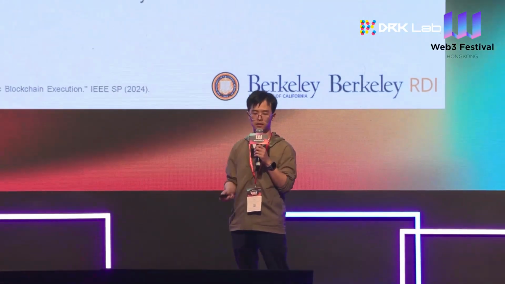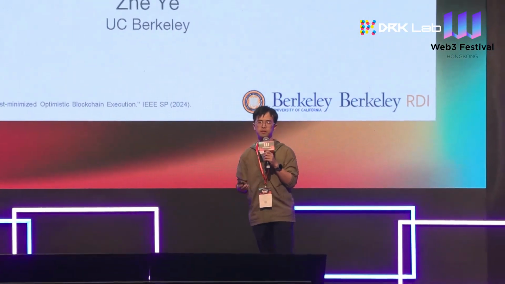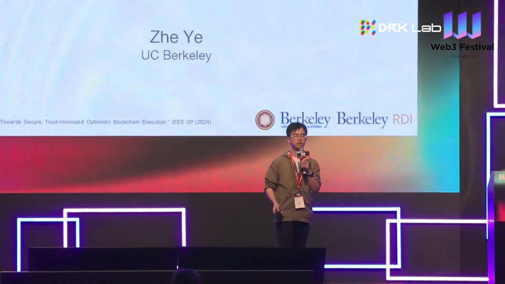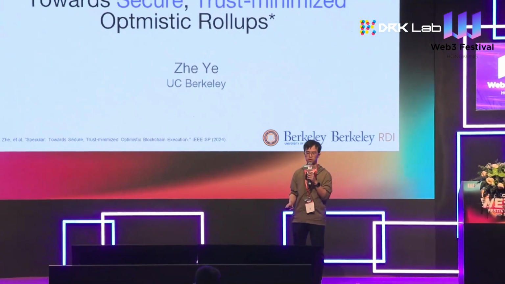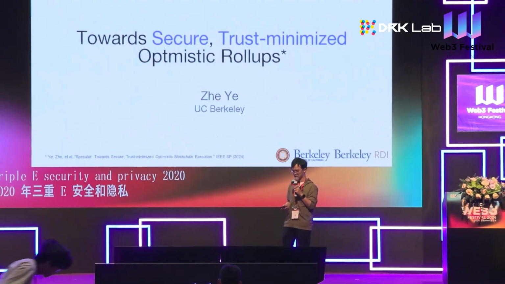Unfortunately, this topic would not be related to liquidity because I temporarily switched the title, and I thought this topic would be more interesting. So today I'm going to talk about towards secure, trust-minimized optimistic rollups. And this talk is based on a paper published in IEEE Security and Privacy 2024 named Specular.